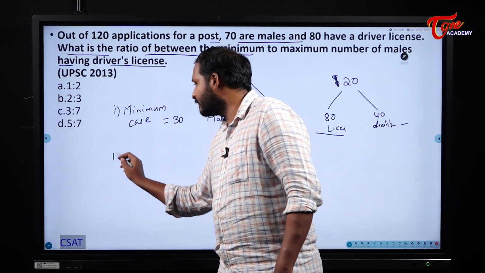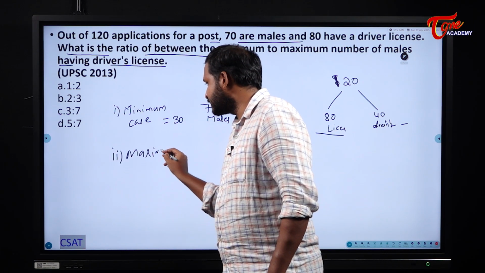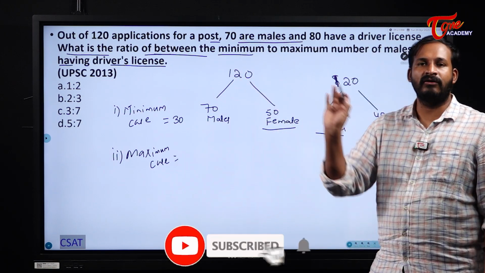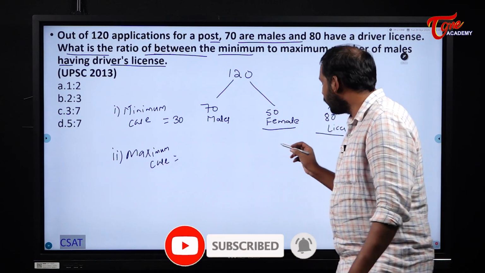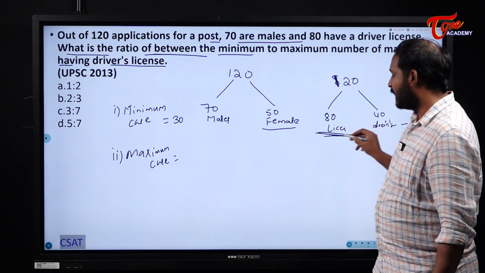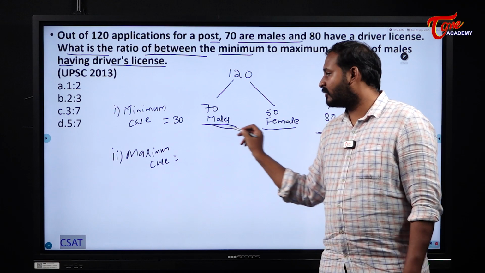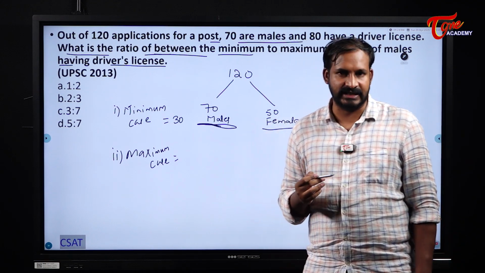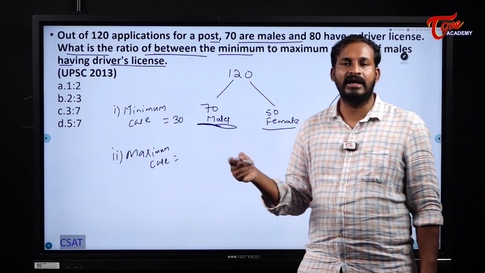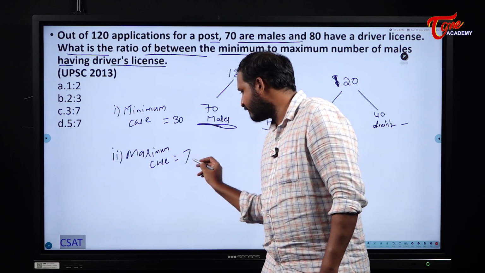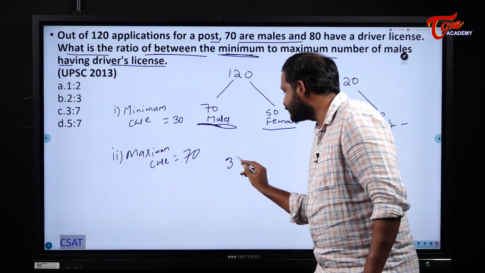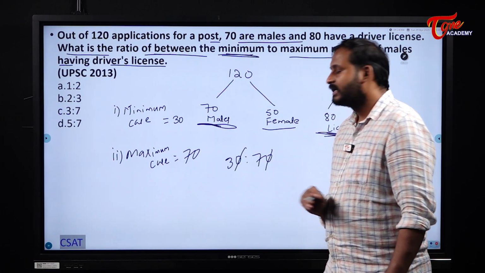Next, to get the maximum case, now I will assume that all the males have the driver license. Total how many have driving license? 80, right? Now is it possible for me to have all the 70 males with a driving license? Yes, I have the possibility. Why? Because a total of 80 people have license, so there is a chance to get all the 70 as male. So maximum 70. Please be careful, minimum to maximum. So 30 is to 70. Our answer here becomes 3 is to 7.